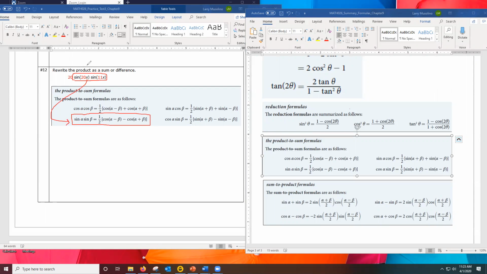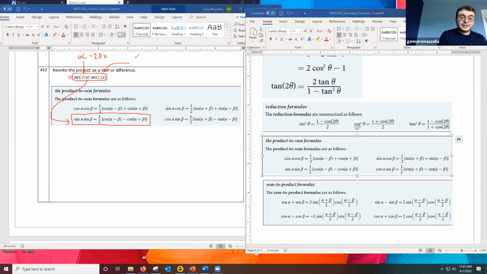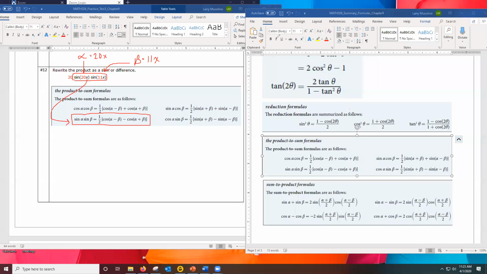All I have to do is recognize that alpha matches up to 20x and beta matches up to 11x. All right, so let me go plug in. Now I just got to be careful because notice there's a 20 in front of this expression. So don't forget the 20, I'm going to bring it down with me. Now I'm going to plug into this formula.